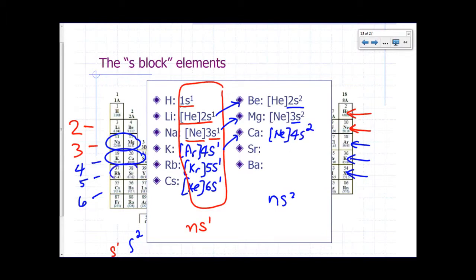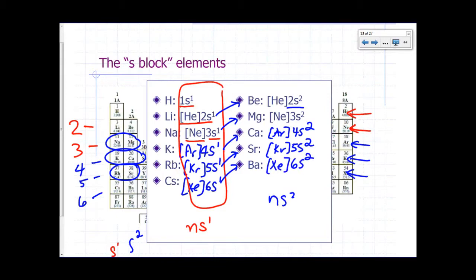Strontium comes after rubidium. Oops, I got it wrong. Calcium would have an argon core, 4s2. And then strontium is going to have a krypton core, and instead of 5s1, you get one more electron, that's 5s2. And then barium, instead of 6s1, is going to have 6s2 as the valence configuration.